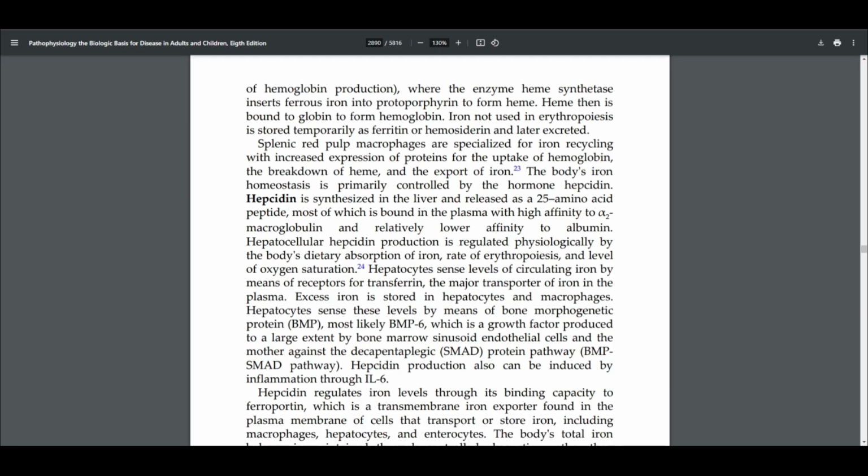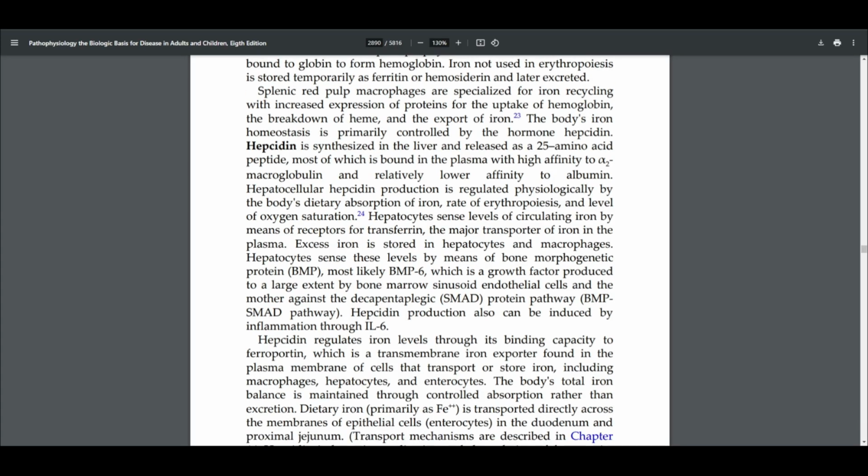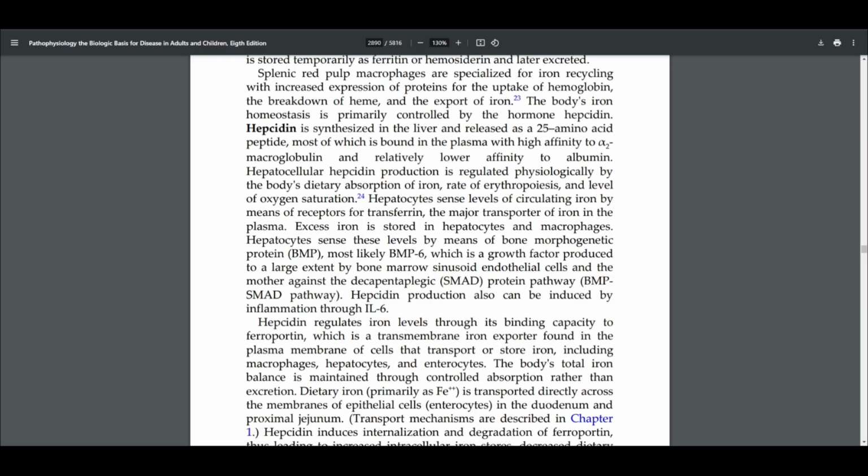Heme is bound to globin to form hemoglobin. Iron not used in erythropoiesis is stored temporarily as ferritin or hemosiderin, and later excreted. Splenic red pulp macrophages are specialized for iron recycling, with increased expression of proteins for the uptake of hemoglobin, the breakdown of heme, and the export of iron.